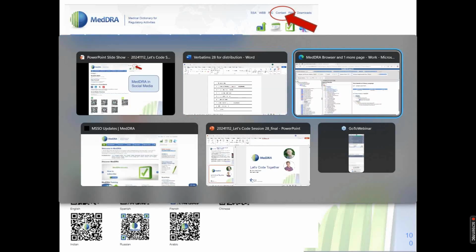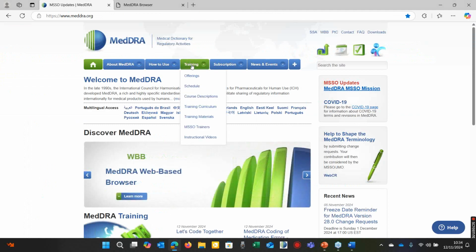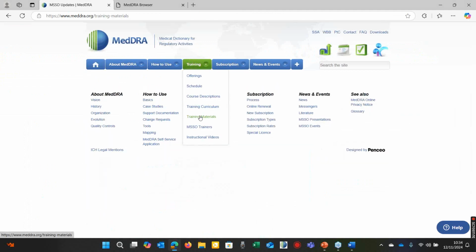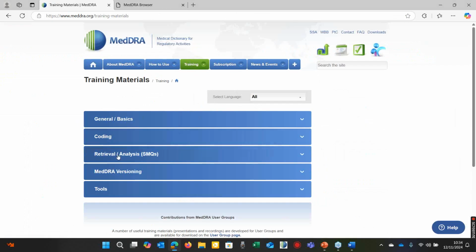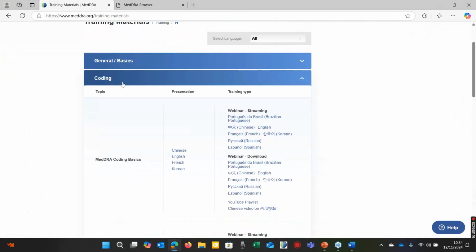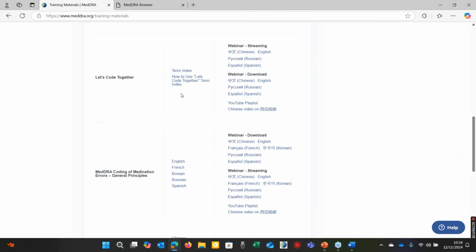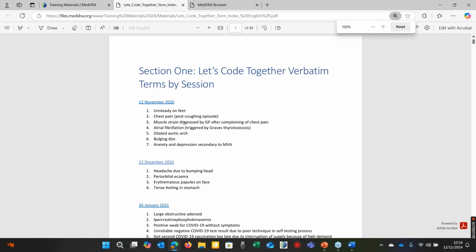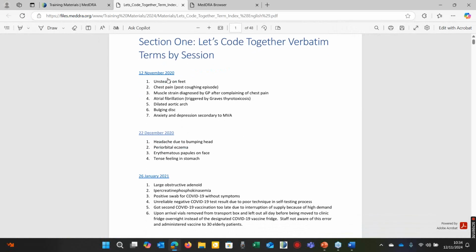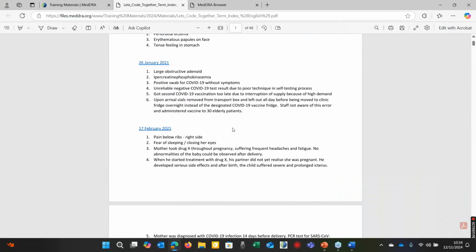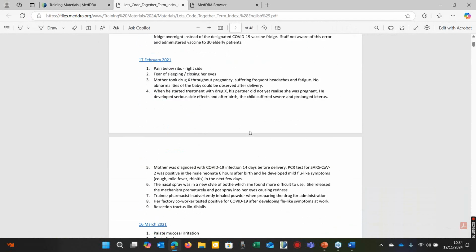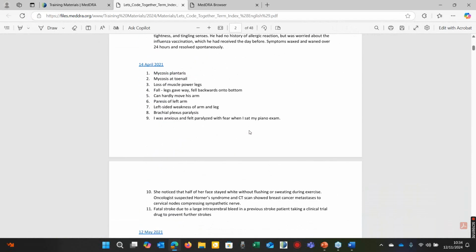I also wanted to show you on the website that under training materials, if we go to the coding section of our training materials, Let's Code has its own section, and we have an index here. This term index is a document that lists the dates when we've been doing it. Oh, it's 4 years, Carol-Ann. Can you believe it? There's a list of all the verbatims that we've covered over the past 4 years.